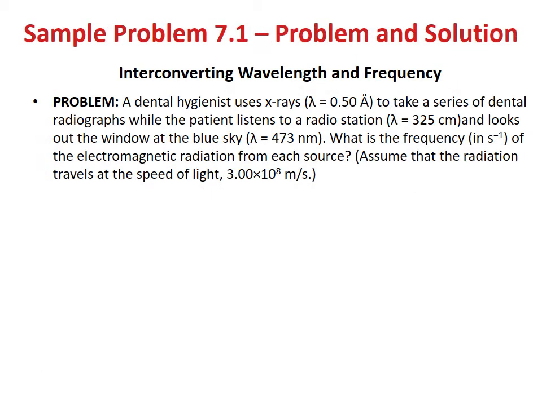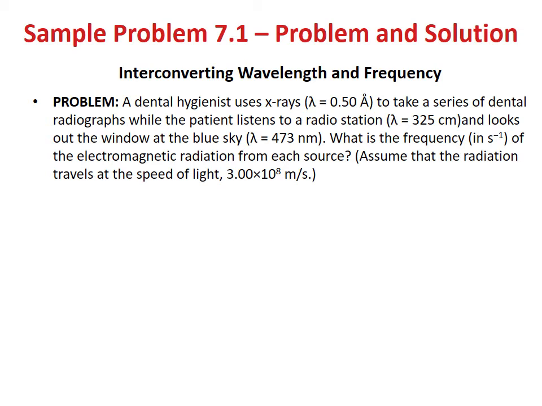Sample problem 7.1. A dental hygienist used X-ray with wavelength 0.5 angstrom to take a series of dental radiographs while the patient listens to a radio station with wavelength 325 cm and looks out the window at the blue sky with wavelength 473 nanometers. What is the frequency in per second of the electromagnetic radiation from each source?